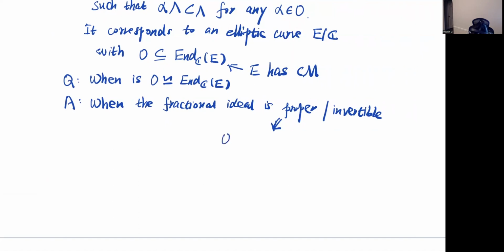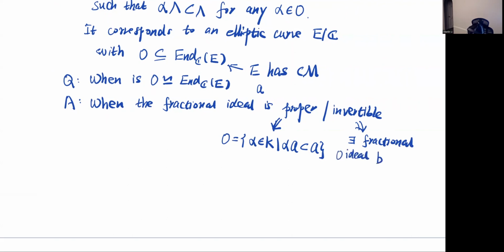Proper means that, for a fractional ideal, let me call it A, A is proper if O literally equals the set of alpha in K such that alpha times A is inside A. So this is essentially the definition of O being isomorphic to the endomorphism ring of C mod lambda, or E. Another notion is invertible, which means that there exists a fractional O ideal B such that AB equals O.